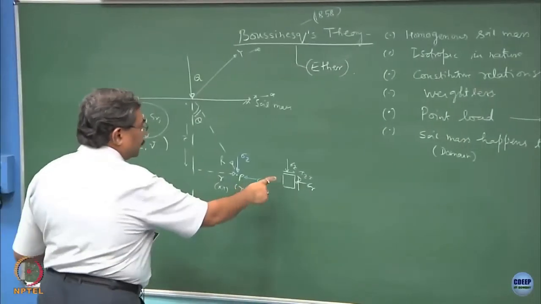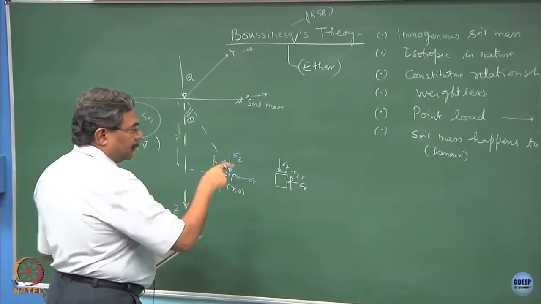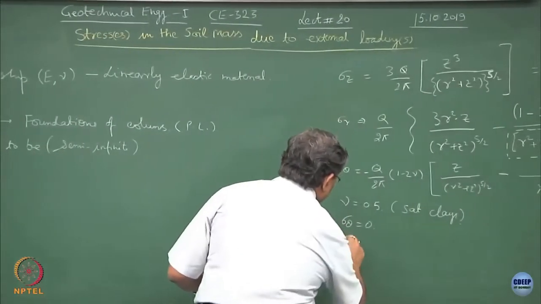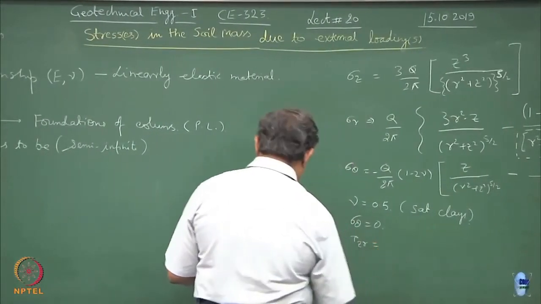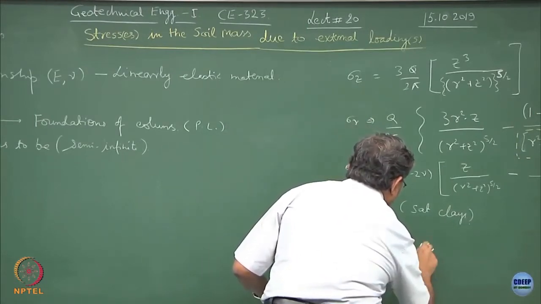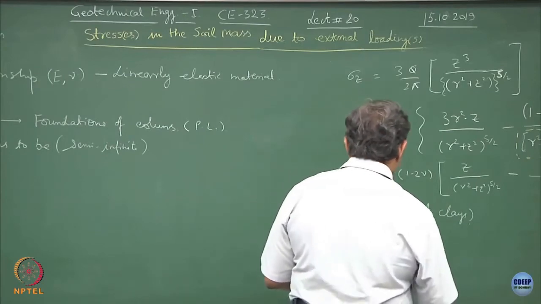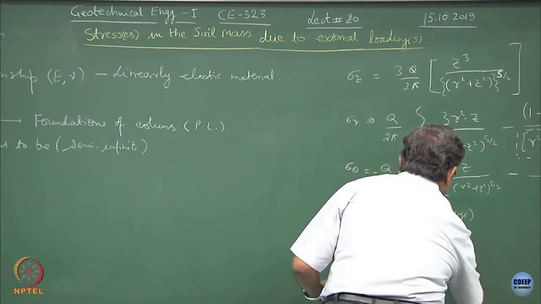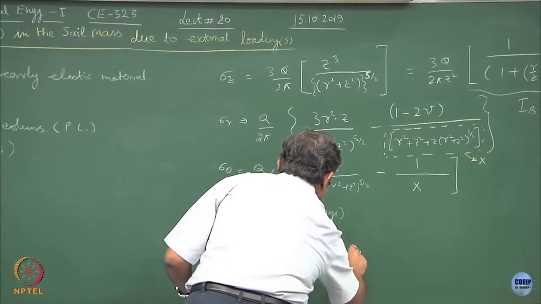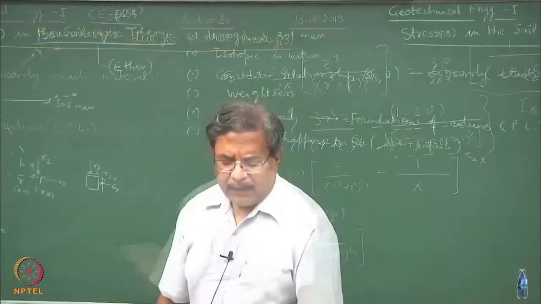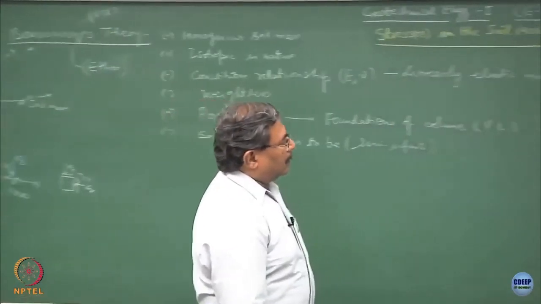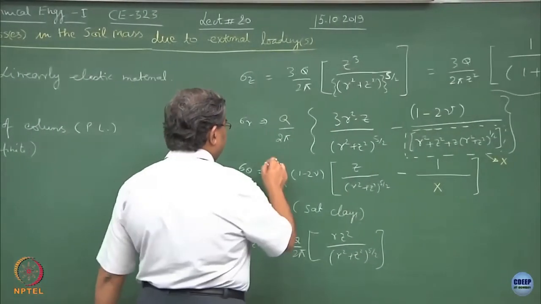The fourth stress which we have not still considered is tau ZR, the shear stress. The shear stress would be 3q upon 2 pi, rz square over r square plus z square to the power 5 by 2. If you solve this equation, the Boussinesq's equation which has been used, you will get this sigma theta as the negative term.